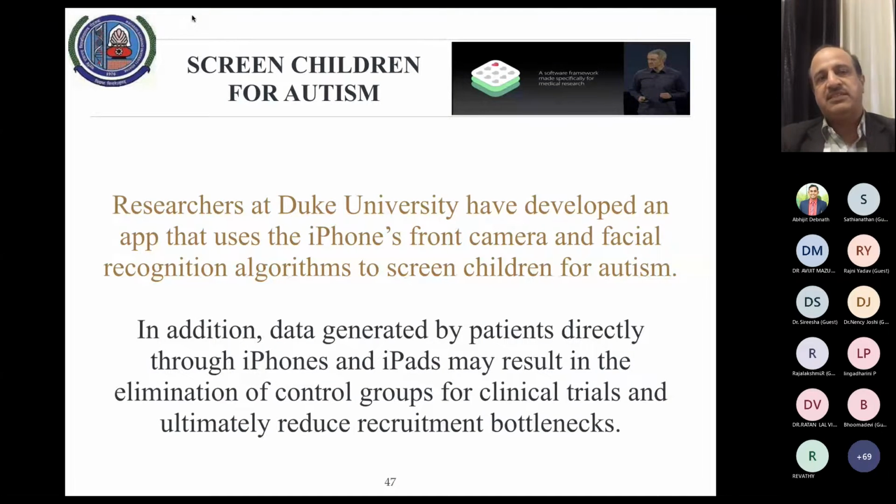Autism is one of the diseases where children are going to be screened. Researchers at Duke University have developed an app that can screen children for autism. So the data generated by the patients directly through iPhones and iPads may result in the elimination of control groups in clinical trial phases.